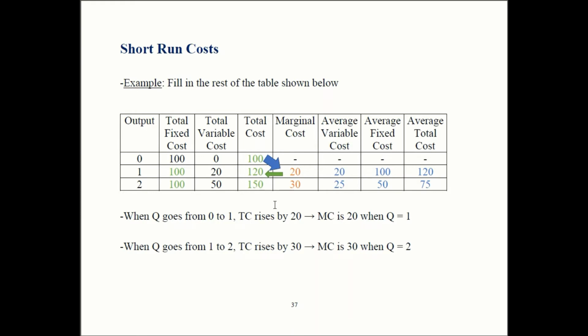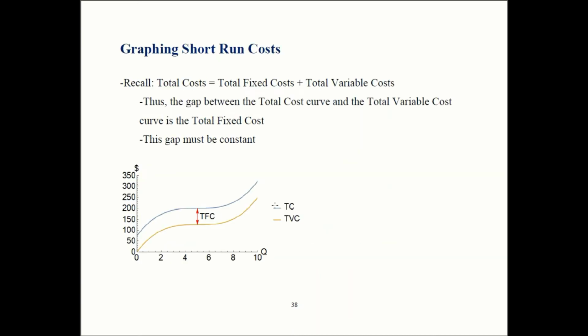So now let's go on to look at some graphs for costs. So here is the total cost for a firm, shown here in blue. TVC, that's total variable cost, I showed that in gold. Now the total costs are total fixed costs plus total variable costs. So I'm plotting both total costs and variable costs in the same graph. That means that the gap between the two must be the fixed costs. Furthermore, that gap always has to be a constant. Fixed costs do not change when you produce more. So these curves here should always be parallel, and the gap is always the total fixed costs.